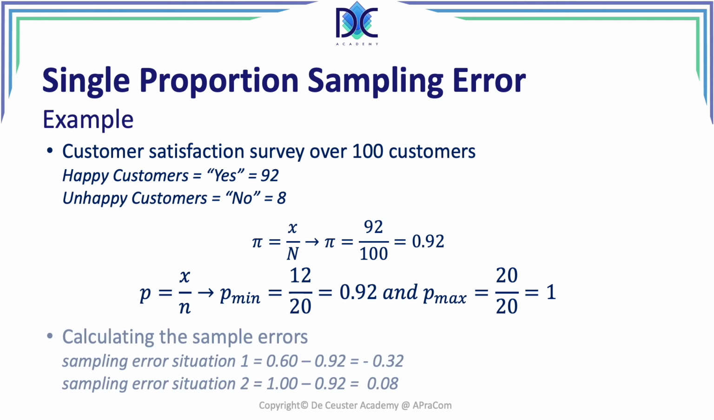So basically we find here the sample errors. For the first case, 0.6 minus 0.92 is a sample error of minus 0.32. And for situation 2, we have 1 minus 0.92, which is equal to 0.08.